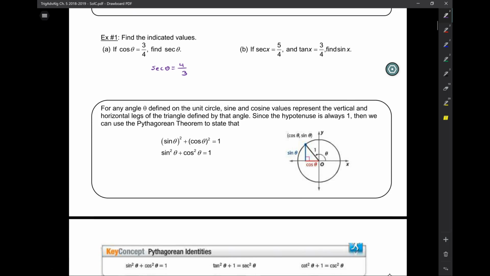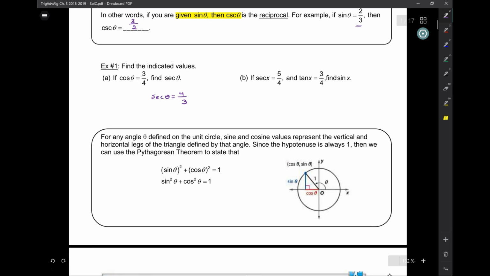Okay, so now look at this one. Secant is 5 over 4. Tangent is 3 over 4. And I want to find sine, right? Okay, well, that's a little bit more complicated. So I have secant. What's the reciprocal of secant? Cosine. So I know that cosine of x is 4 over 5, right? So here's cosine, here's tangent, and I need sine.